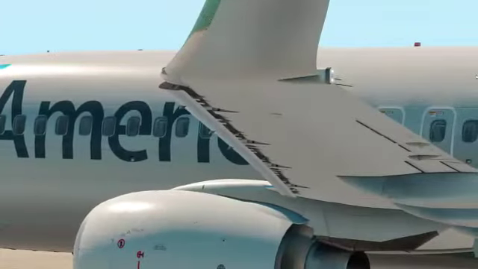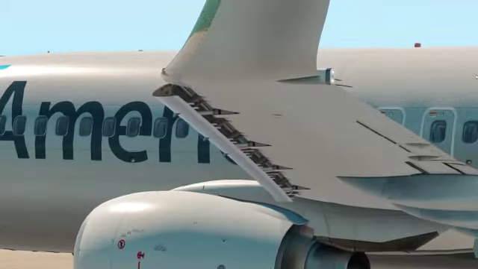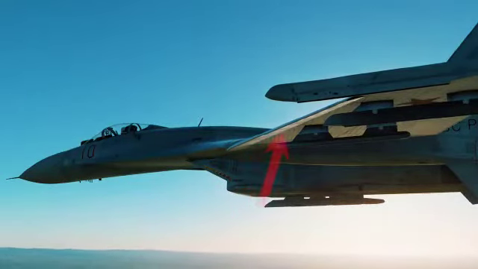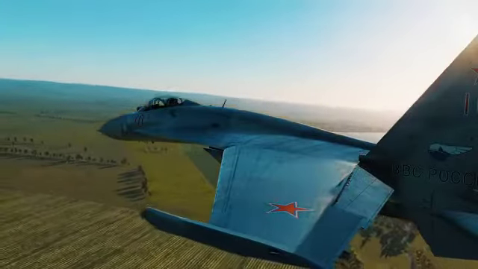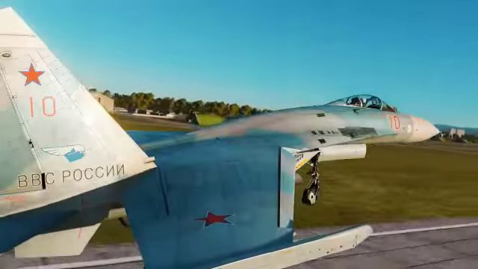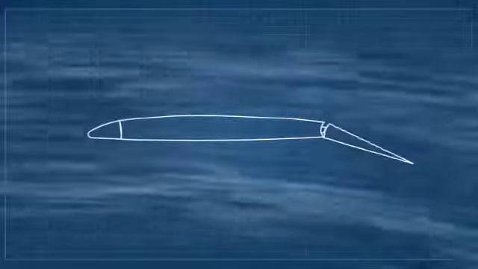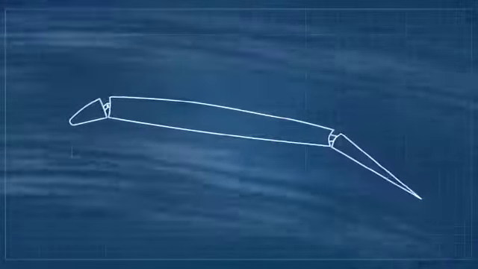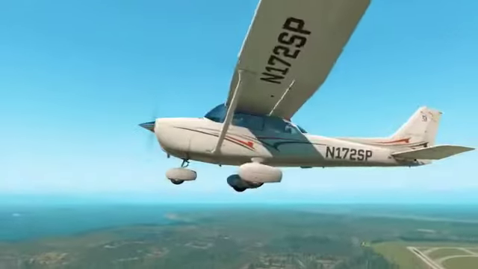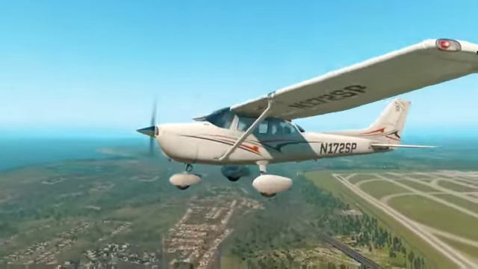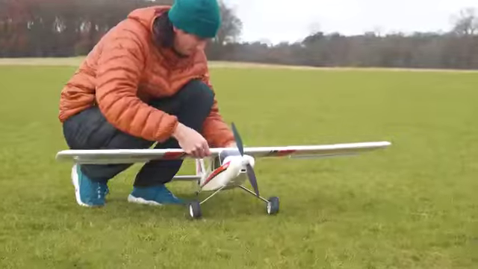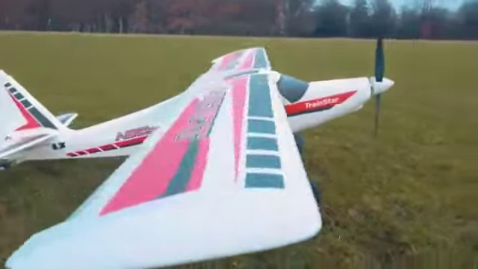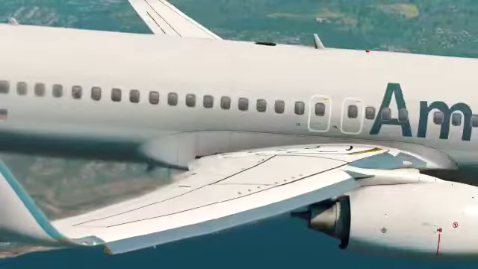There are other more specialized surfaces, such as slats and Kruger flaps. These are used especially in large commercial airplanes and fighter jets. This is an extension in the leading edge that increases the curvature and wing area, increasing its lift at low speeds. The slats are usually deployed together with the flaps. The slats are not normally used in small commercial airplanes nor radio control airplanes, but of course it is possible to use them, only that it's not usually necessary.